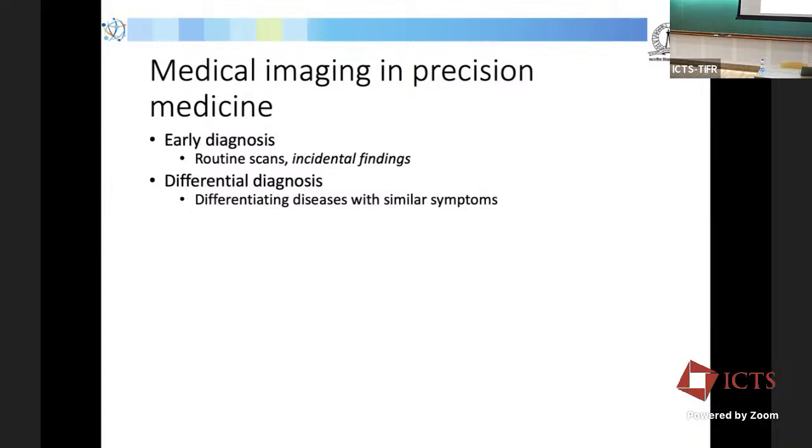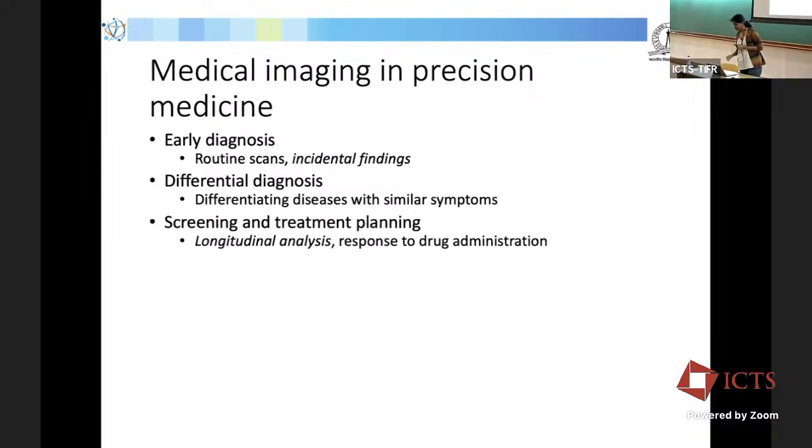So that could give us useful biomarkers about how the disease is progressing, what kind of disease the subject is having. Finally, screening and treatment planning. So this is more along the longitudinal studies where you have scans at different time points to see how the disease progresses and also how it reacts to a certain treatment.